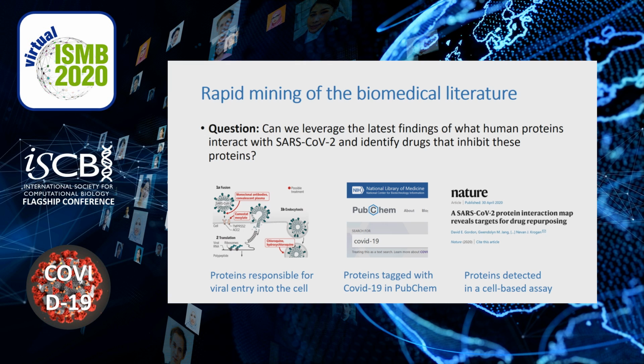We started from three lists of human proteins. The first is the list of proteins that are known to be involved in the entry of the virus into the cell. And the second is the list of proteins tagged as COVID-19 related in PubChem. And the third is a list of proteins discovered in a cell-based study in the lab. Our goal here is to find existing drugs that can target these proteins.